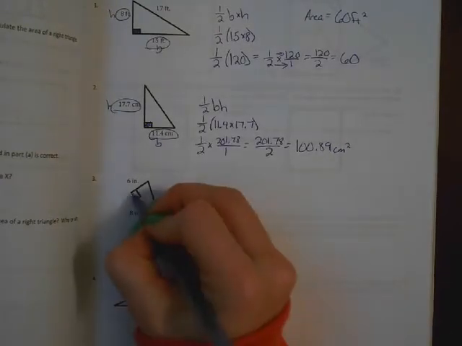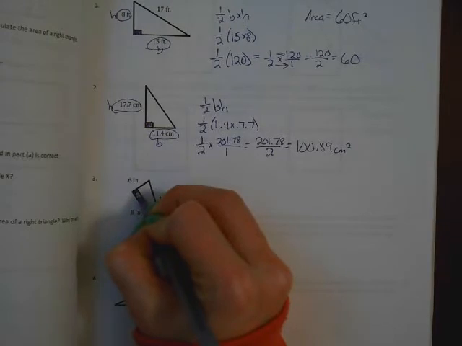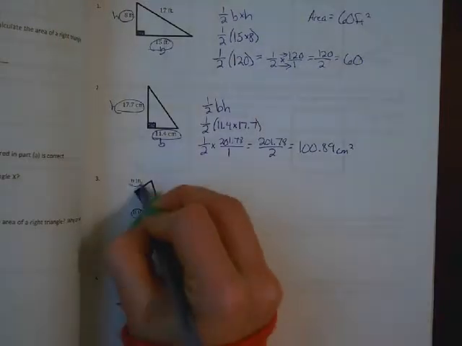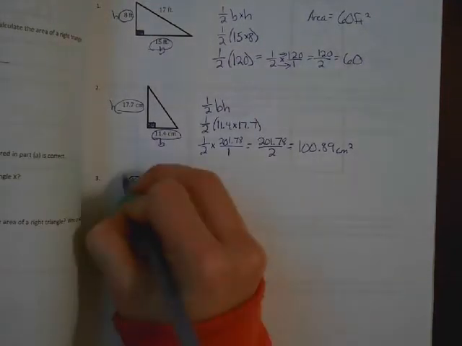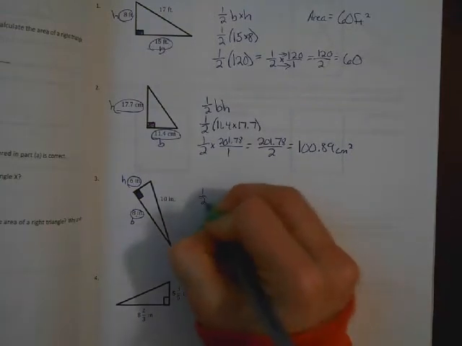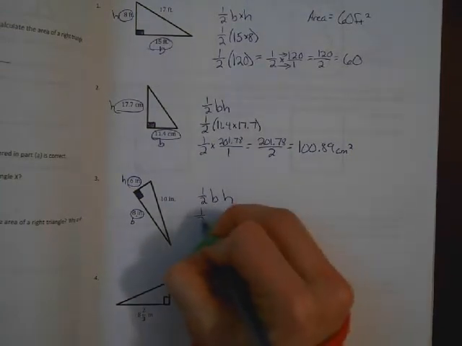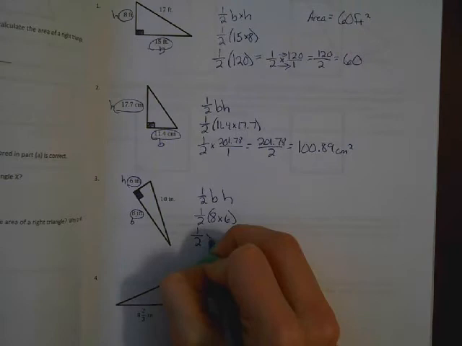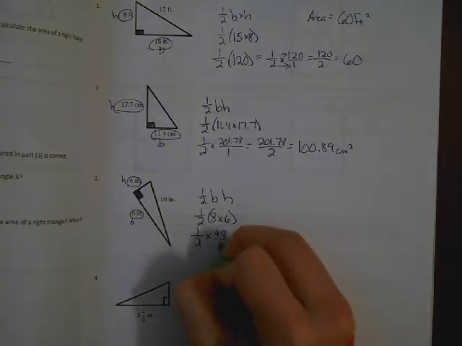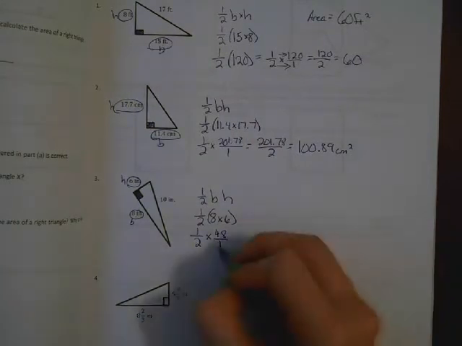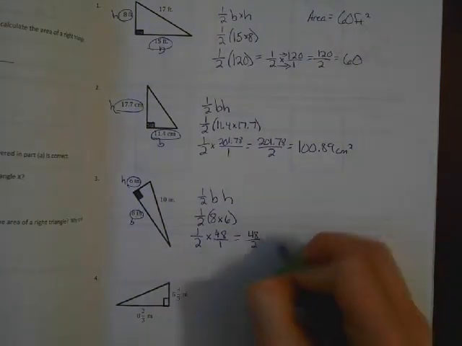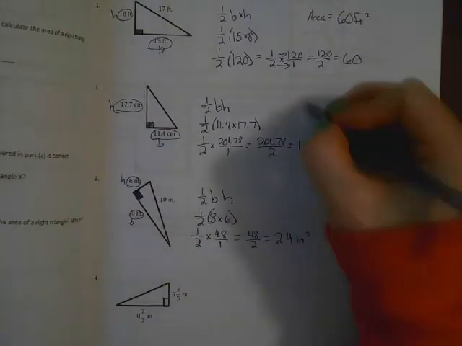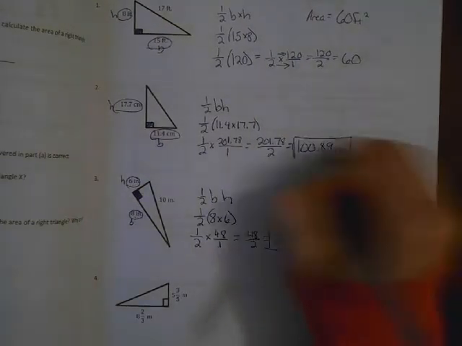So, base and height, again, I want to look at where they are touching. My two lines touching at the right angle are the 8 and the 6. So this is my base, this is my height. That would be 1/2 base times height. So that's 1/2 times 8 times 6, which is 1/2 times 48 over 1, because 8 times 6 is 48, and whole numbers are over 1. That's 48 divided by 2, which is 24 inches squared. So we can just box those in.